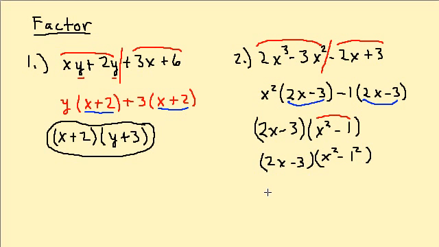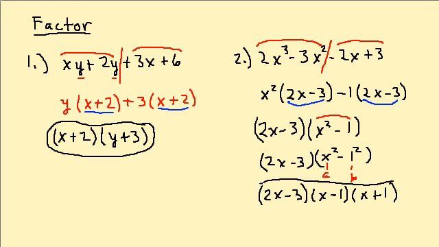Okay, so now I have 2x minus 3 times, and now let's factor x squared minus 1 squared. So you can see that here I have my a is x and b is 1. So that's going to leave me with x minus 1 times x plus 1. And there's my final answer.